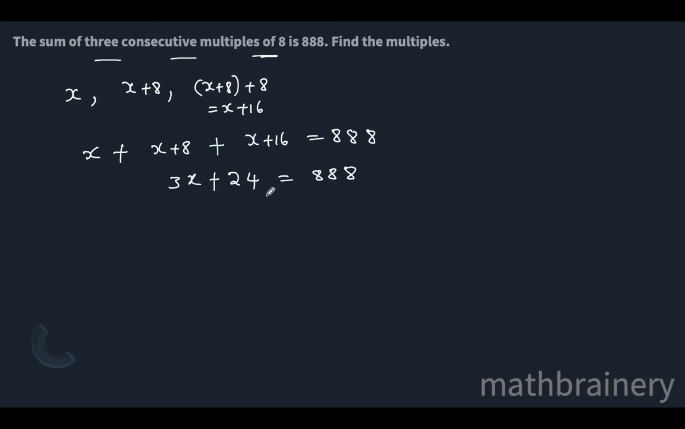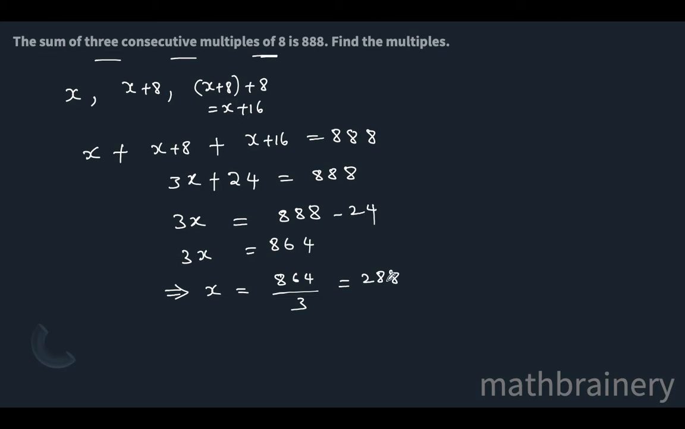Now, you see this is a linear equation in one variable. Let us now solve for x. To solve for x, let us transpose this 24 towards the right hand side. You get 3x is equal to 888 minus 24, which is 864. Now, you have 3x is equal to 864. What does this imply? x must be 864 divided by 3, which is 288.